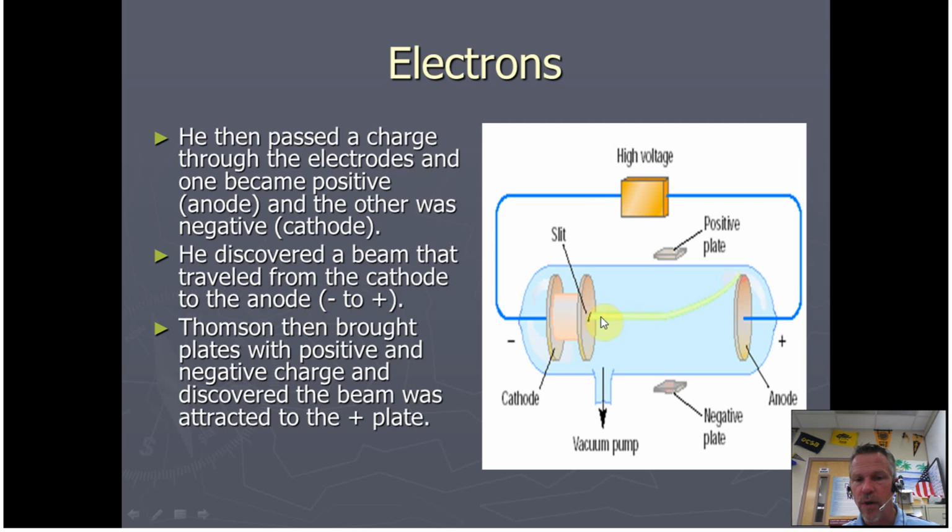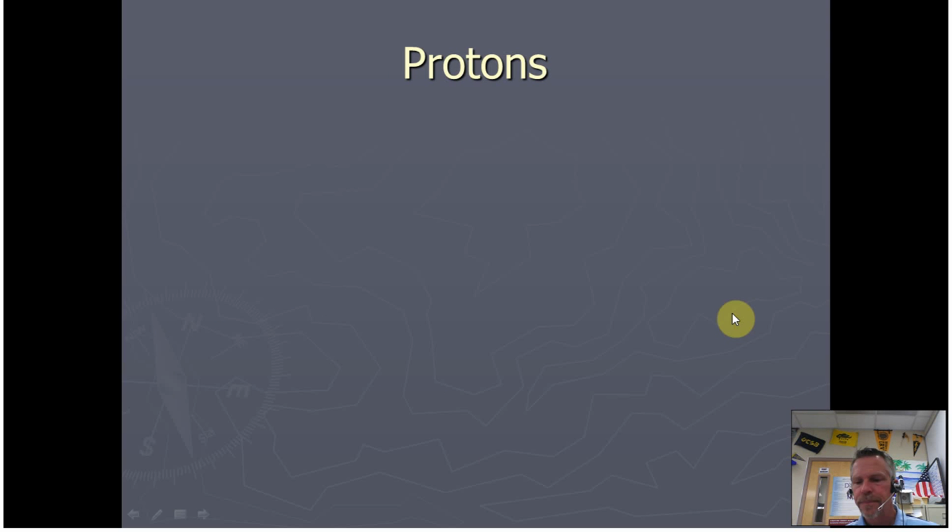So he realized that whatever this was, whatever substance or compound or subatomic particle was moving from here to here, it must be negatively charged. And that's how he discovered the electron.